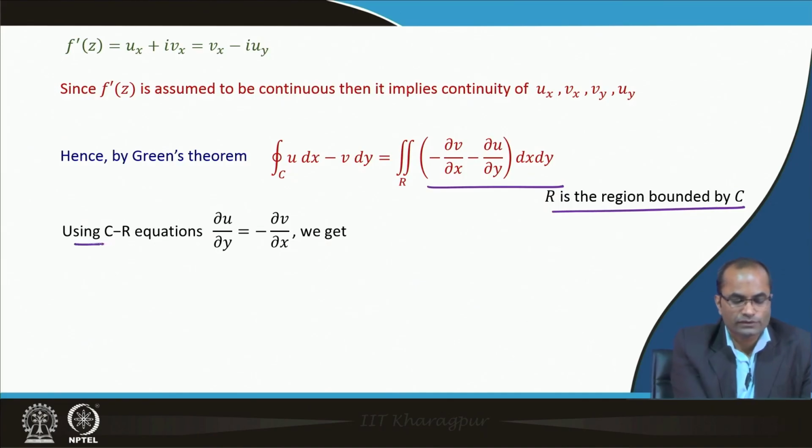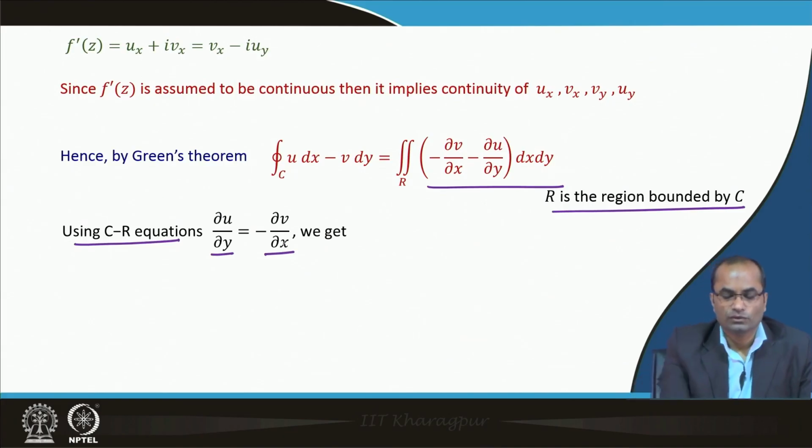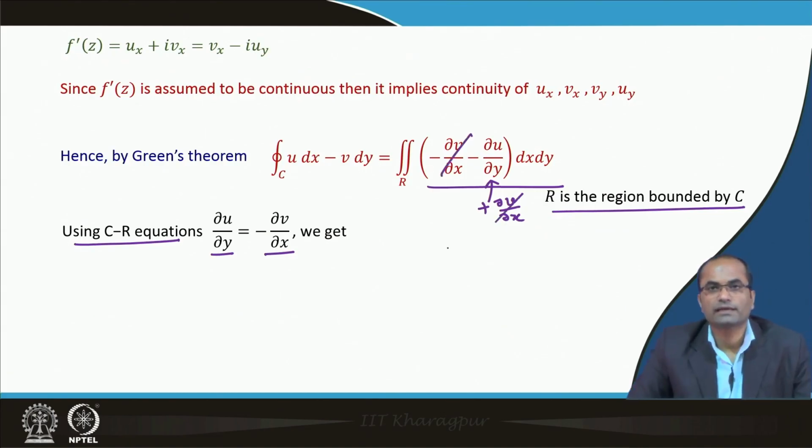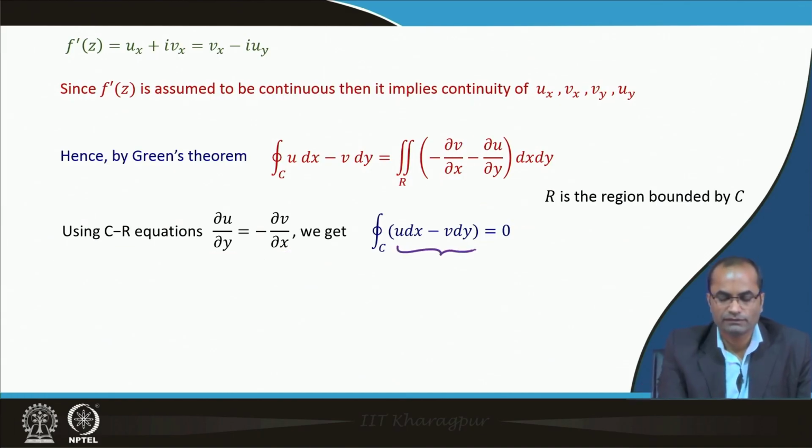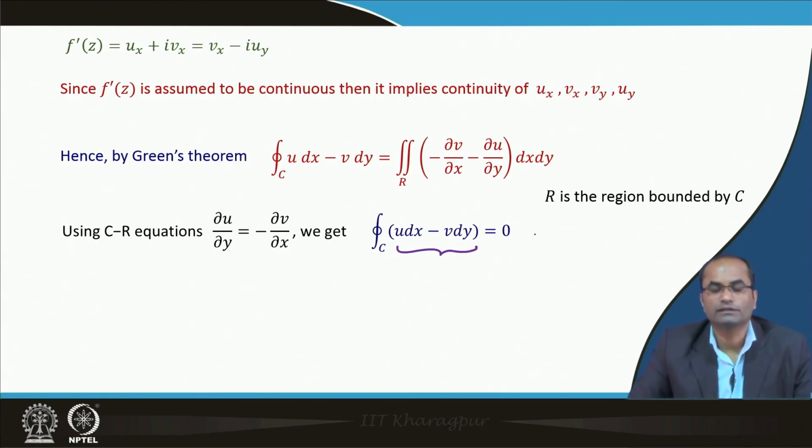Now, the CR equation says that u y is equal to minus v x. So, here we have u y, and if we replace it by minus del v over del x, and there was a minus sign already, this becomes plus, and there was a minus here. So, this gets cancelled, and what we see is that the integral of u dx minus v dy is equal to 0. So, one part of the integral which we have for the curve integral of f z has become 0.